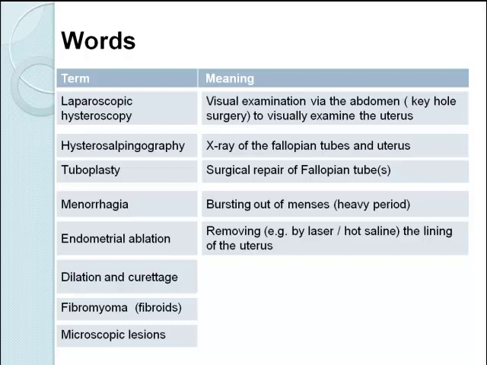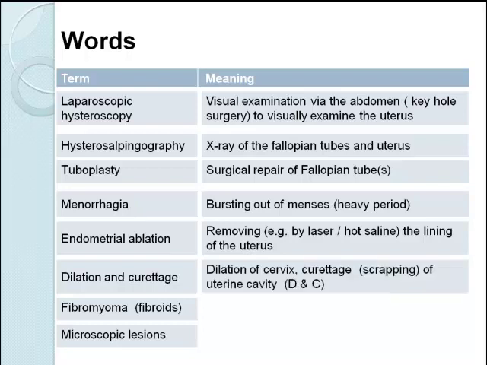Dilation and curettage. Some of you may have heard of this. So curettage is actually the posh word for a spoon-like instrument. So dilation and curettage is literally dilating the cervix, the neck of the womb, and using a curette to scrape out the uterine cavity, a D and C. Sometimes it's called a scrape.